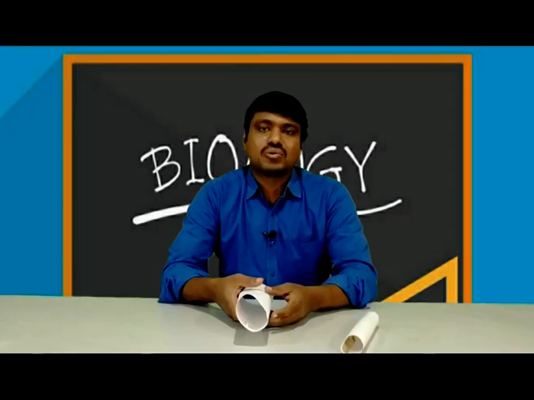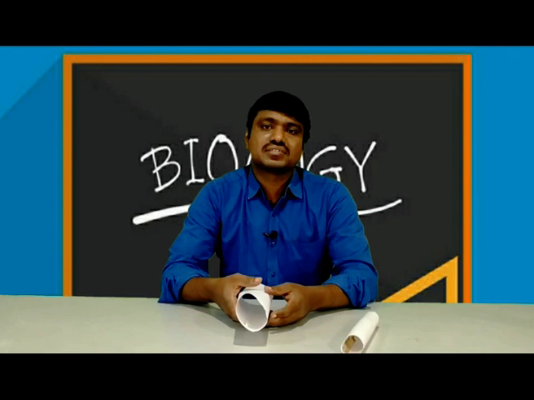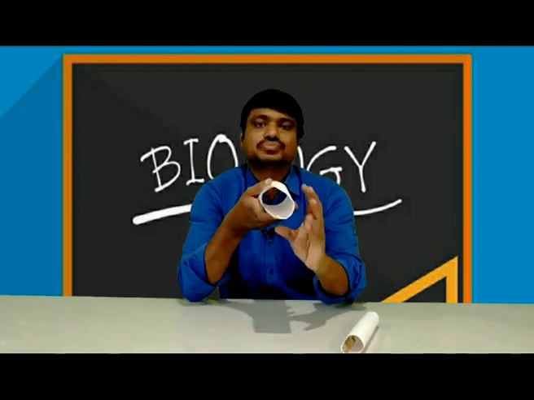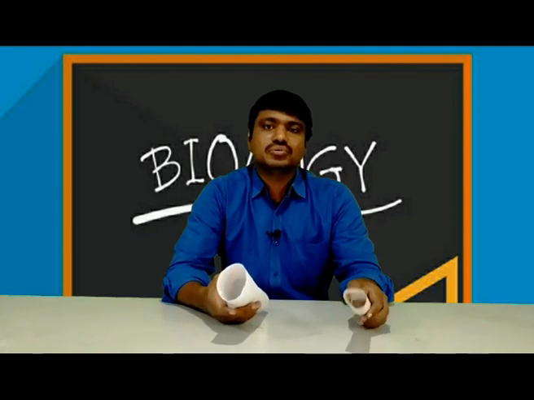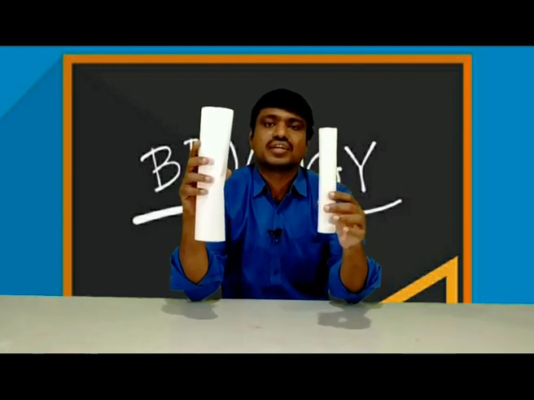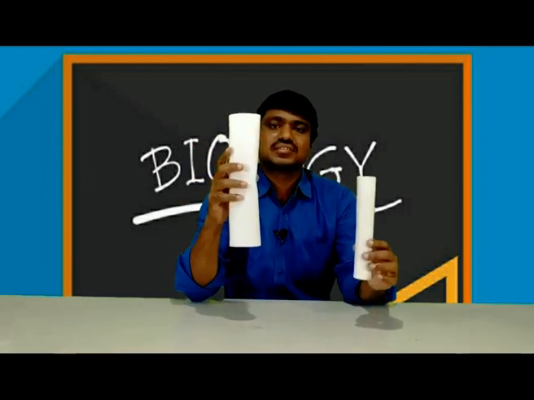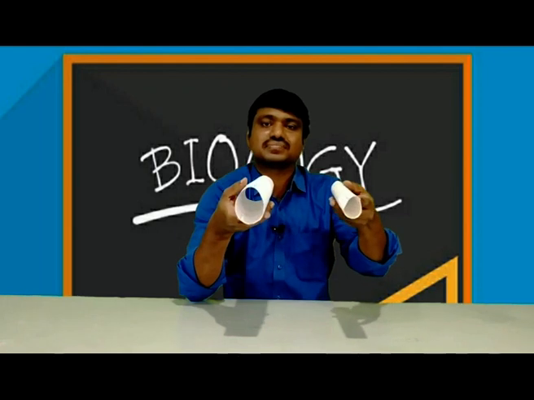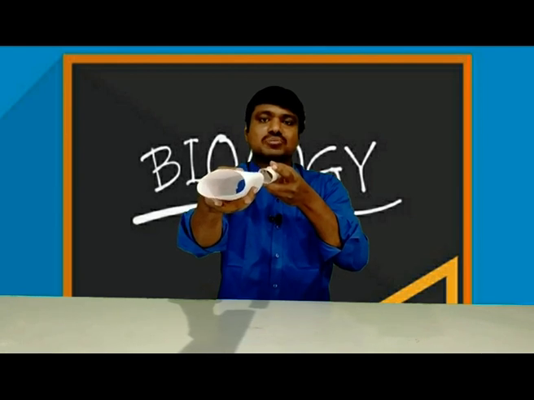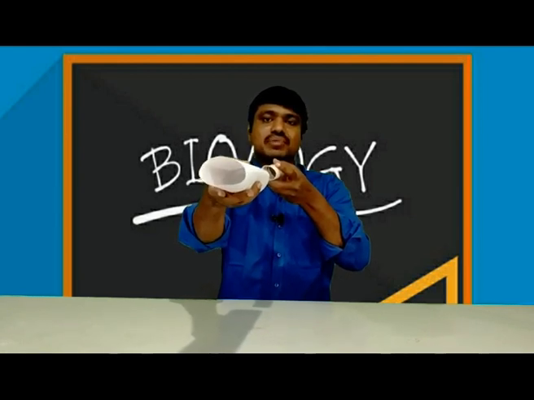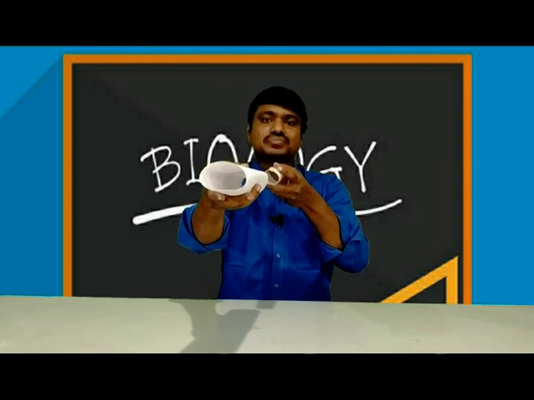Students, let us know the significance of villi by doing this activity 10. Now, take a 20 by 20 centimeter chart paper, roll it and make it into a tube like this. Now we prepared two paper tubes. One is of 10 by 20 centimeters size, another one is 20 by 20 centimeters size. Is it possible? No, it is not possible to insert this larger paper tube into the smaller paper tube.